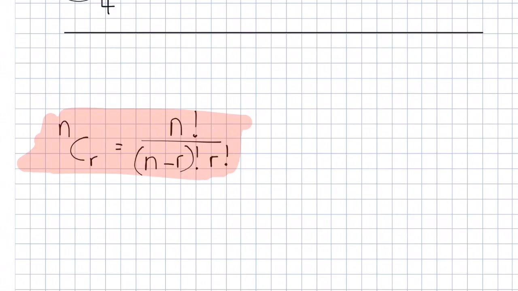So a quick reminder, if I have a permutation, order is important. If I have combinations, order is not important.